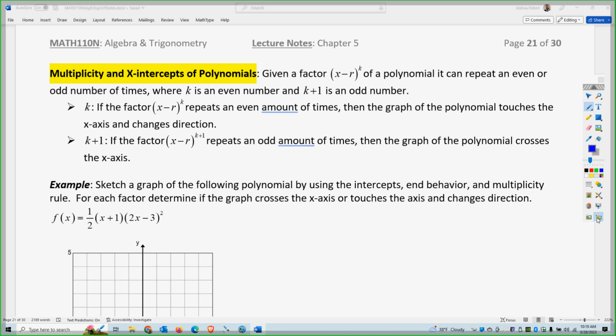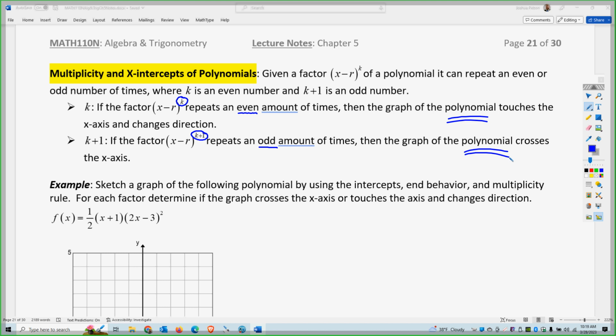For the most part, they pass through the graph unless it happens an even number of times, which is what happened with the 0 or the origin intercept that we got on the prior page, because it happened twice. What happened is it bounced off the graph. It touches the graph and bounces off at the x-axis. If it's an odd number of times, it passes through the graph in a polynomial type manner.